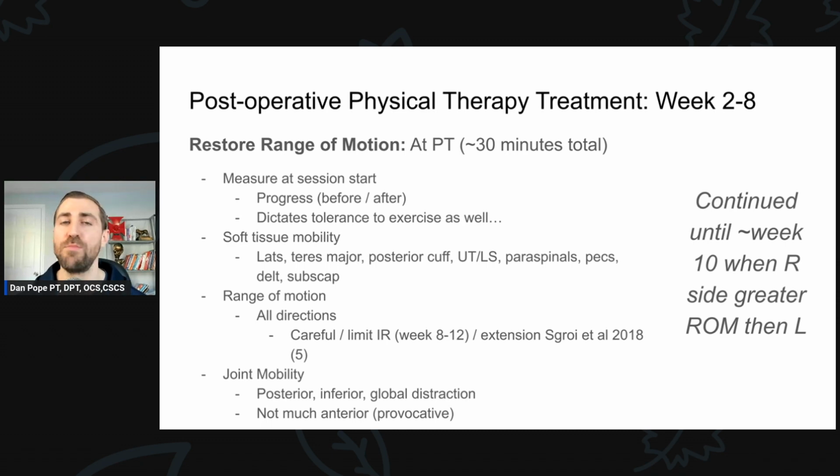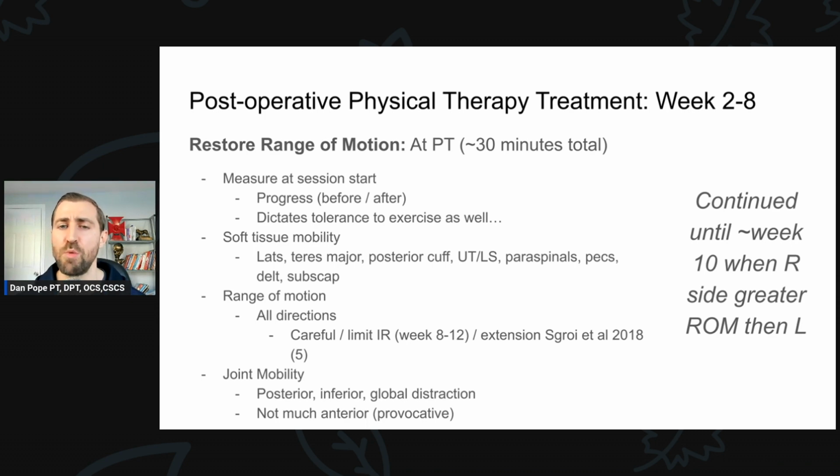Early on, I was also a fan of doing joint mobilizations. So I focused more on posterior and inferior mobility, which generally helps with overhead. So flexion, abduction, mobility, also some global distraction. I didn't do a whole lot of anterior shoulder mobs. I personally find these to be a bit provocative. They are, in theory, supposed to improve shoulder external rotation. So you can make the argument that if someone's very stiff into external rotation, you do some more anterior mobs. But keep in mind, they can be provocative, right?